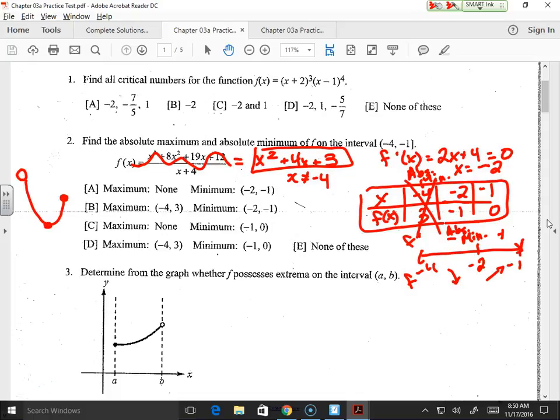Absolute min, endpoint, he's neither, he's nobody. He's not a relative because he's not for an area around it, and he's not the highest, so he's not an absolute max. Where is the absolute max? There, but he's gone. What's the correct answer? A.